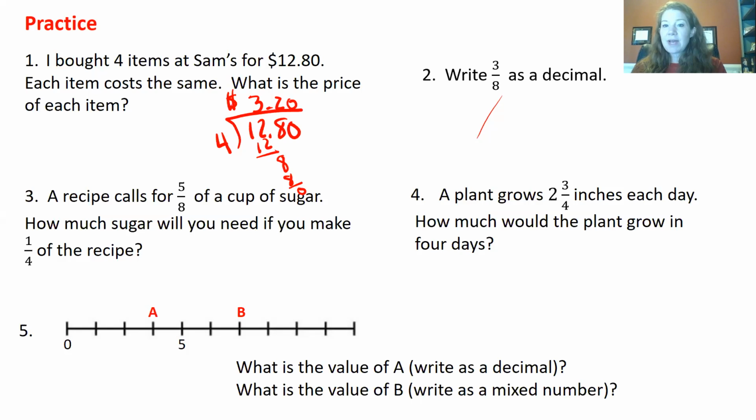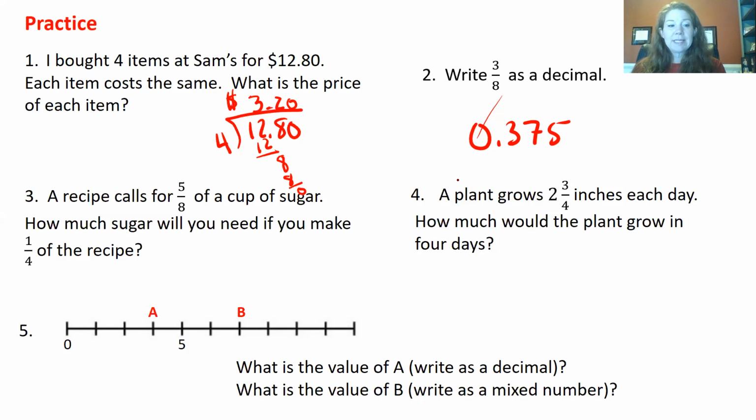So then number 2 asks to write 3/8 as a decimal. So we know that all you have to do is divide 3 by 8. So 3 divided by 8 is 0.375.